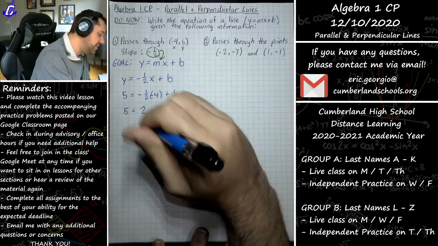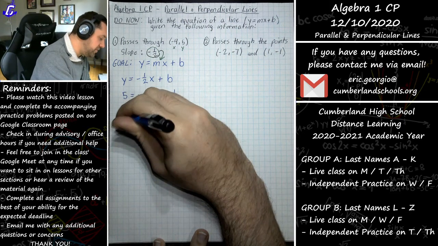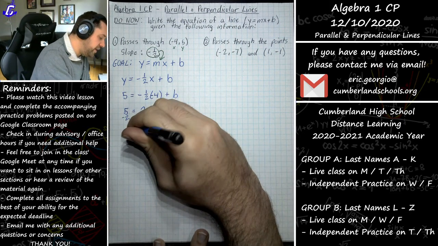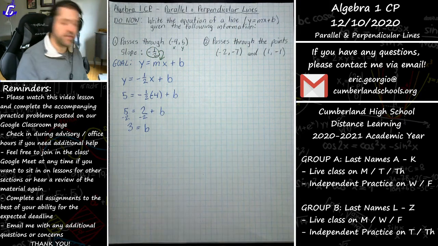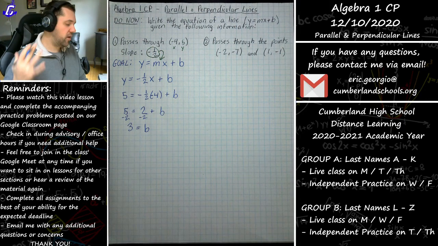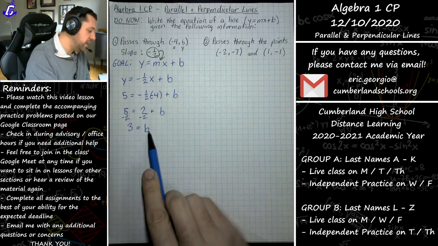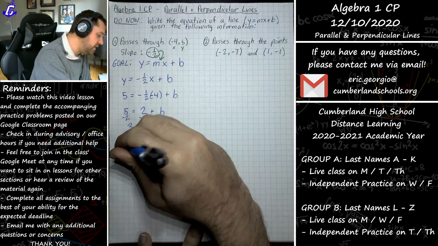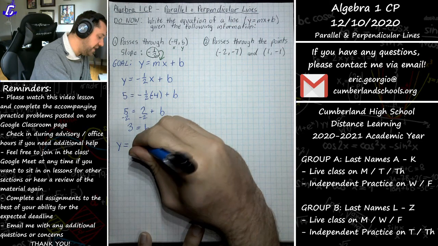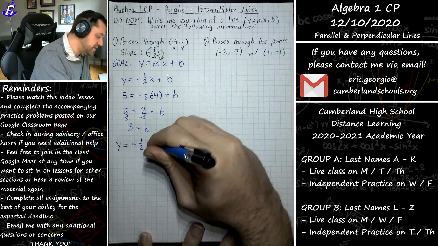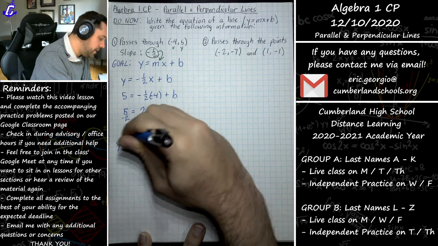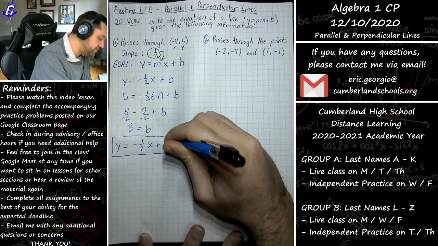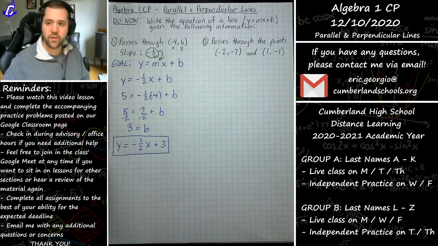Next, to get b by itself, the last thing we'd have to do is just subtract 2 from both sides. We get that 3 is equal to b. And since we know that our y-intercept, our b value, is equal to 3, we can go back up to our equation and say our equation of the line would therefore be y equals -1/2 x plus 3. Just like that. All right? Hopefully that made sense.